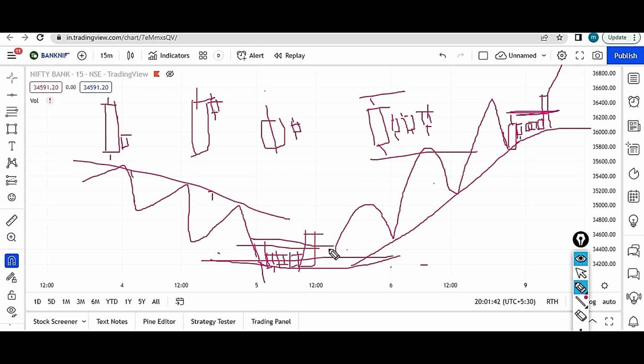This is the area for the trend reversals. This is the beginning of the trend.